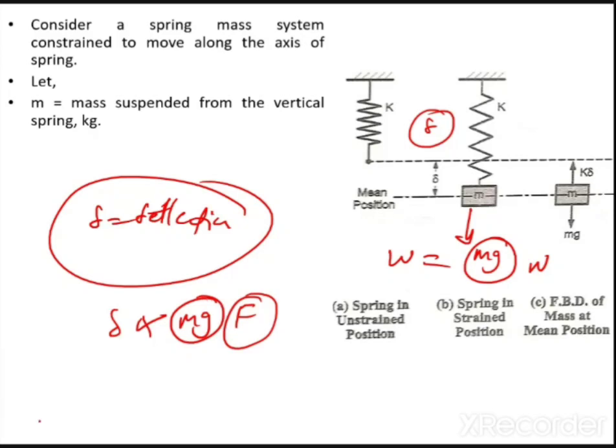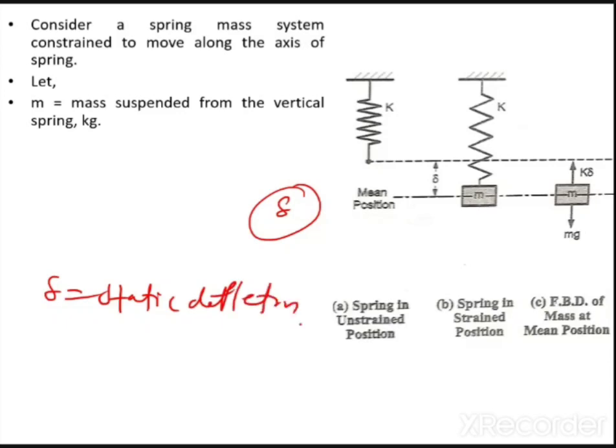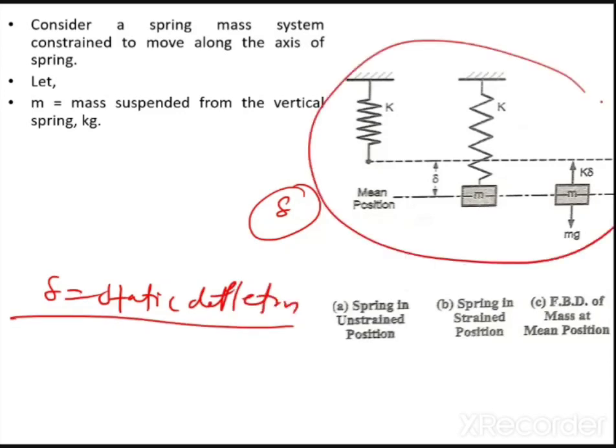So what I mean to say is that when you connect the mass m to the spring, how much deflection will come in your spring? Del, and this del is called a static deflection. This del is called static deflection. Means what? This system is not a dynamic system. This system is a static system only.